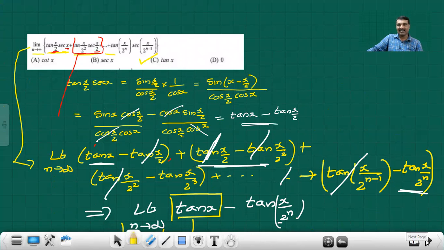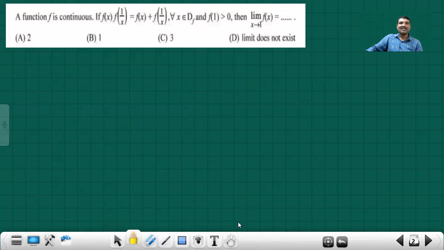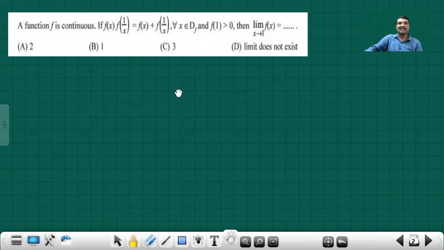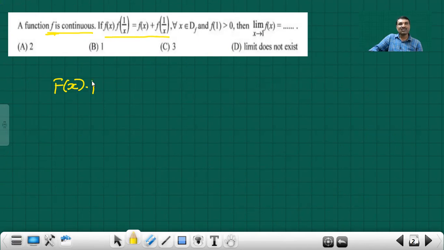I think the question is clear. Now look at the second question. We have a function f of x, and it is given that it is a continuous function, and a functional equation is given. The functional equation, I'm rewriting here: f of x multiplied by f of 1 by x is equal to f of x plus f of 1 by x. This is for every x in the domain of f.